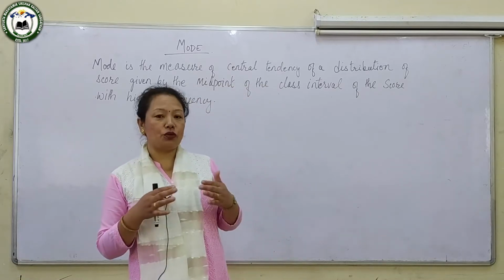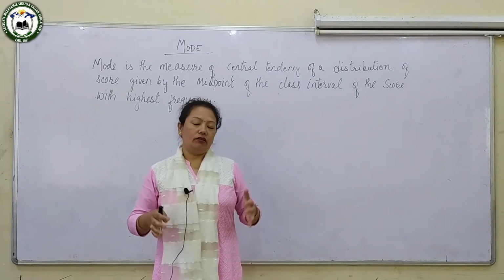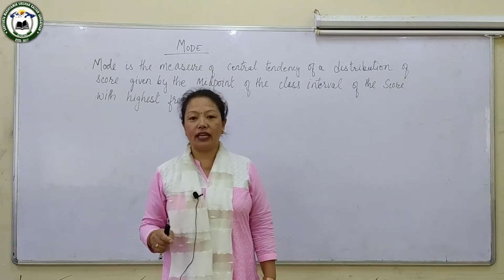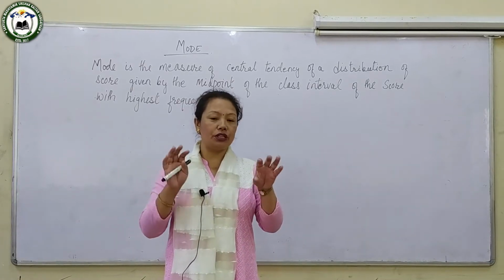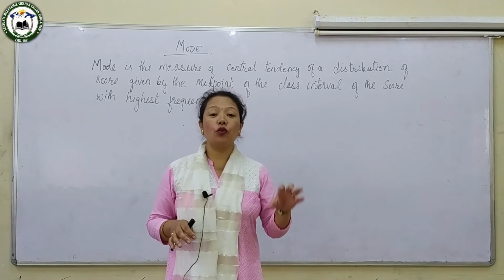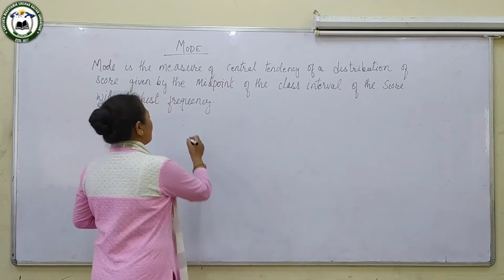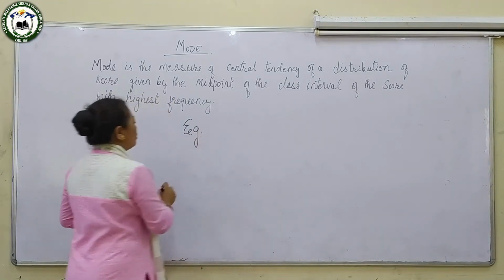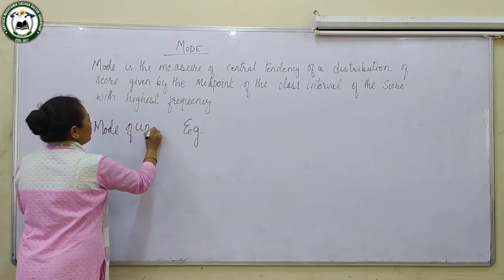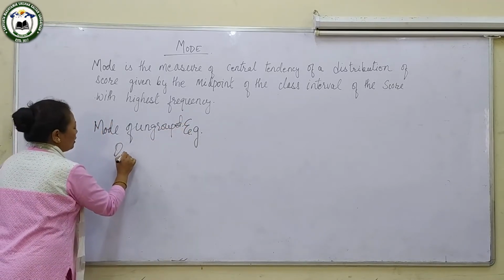So let's take the first one, the individual score. When we compare taking out the mode of the individual score and the mode of the group score, the mode of ungrouped data is easier compared to grouped data. So for example, the mode of ungrouped score or data.